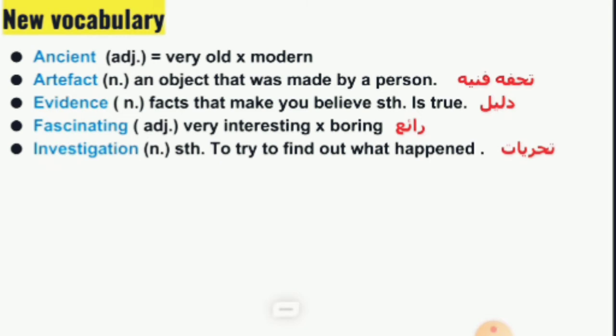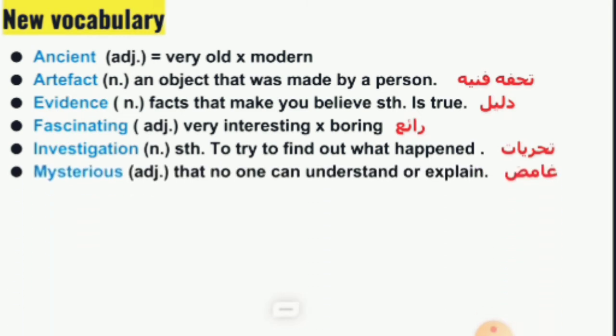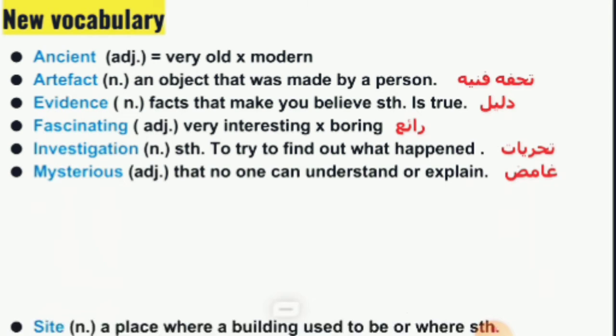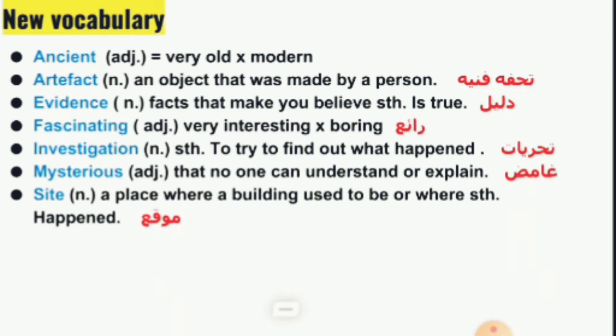Investigation. Noun, which means something to try to find out what happened. Mysterious. It's an adjective that no one can understand or explain. Site. A place where a building used to be or where something happened. Strange. It's an adjective which means unusual. So the opposite of it is usual. Now let's listen again to the main vocabulary of the unit.